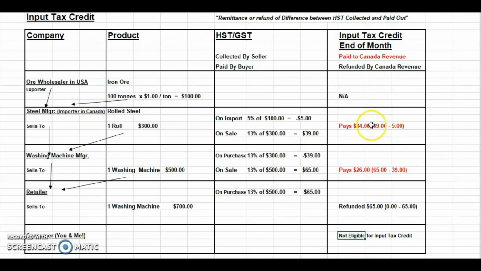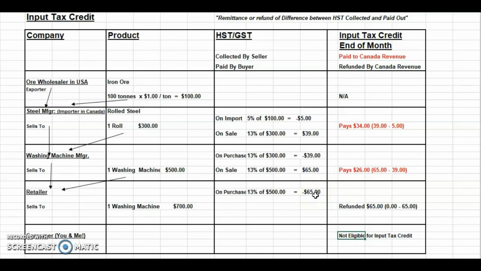Let me rephrase that. They add up all the HST and GST they paid out on imports and purchases, and they add up all the HST they collected on sales, and they send the government the difference. They pay themselves back the HST or GST they paid out, and they send the government the difference. If they have less sales than they do purchases, they receive a refund of the HST and GST they paid out that month.